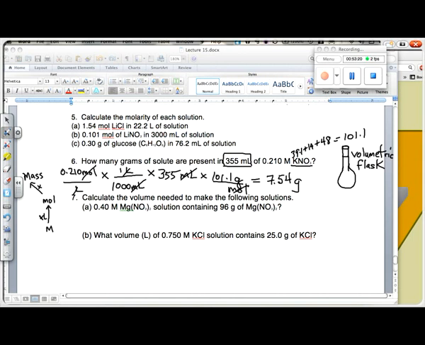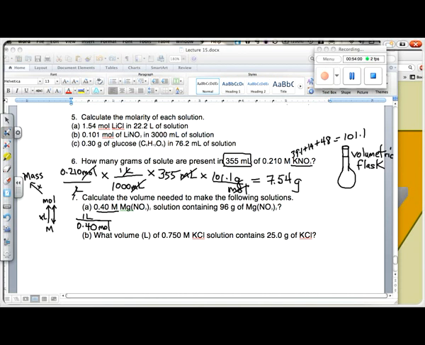All right, calculate the volume needed to make the following solution. So now we're being asked about volume. So I'm going to rewrite the Big M, and just like I've done before for other conversion factors, a molarity can be thought of as a conversion factor between molarity and moles. Because I want the part that's on the bottom, I am going to flip that molarity over, because I'm going for volume. Moles.